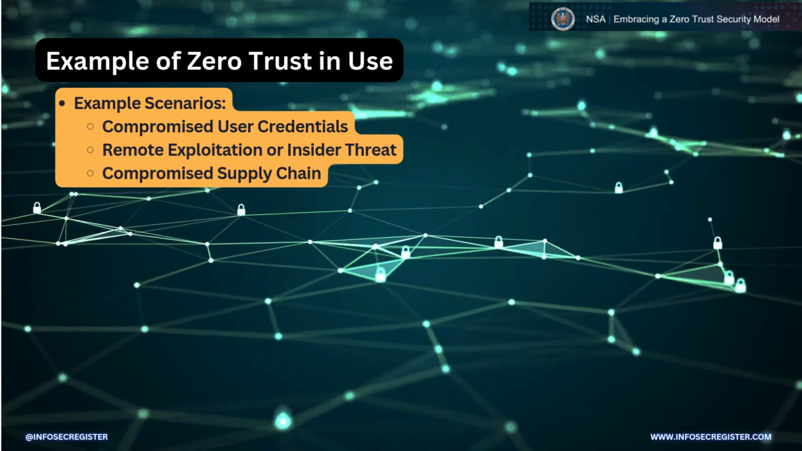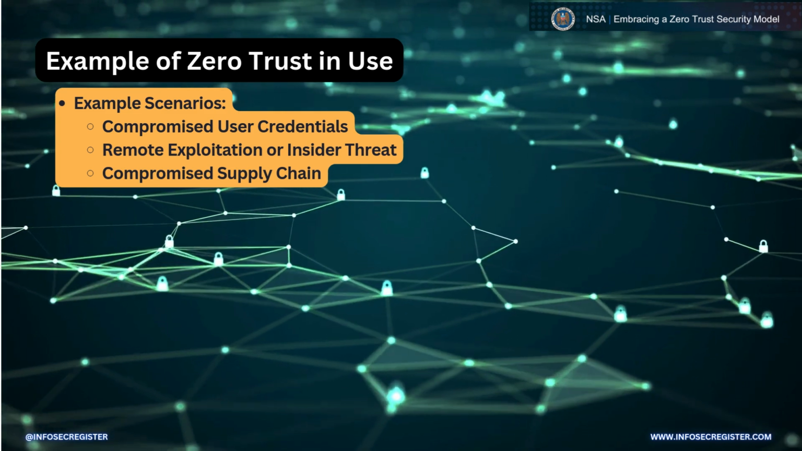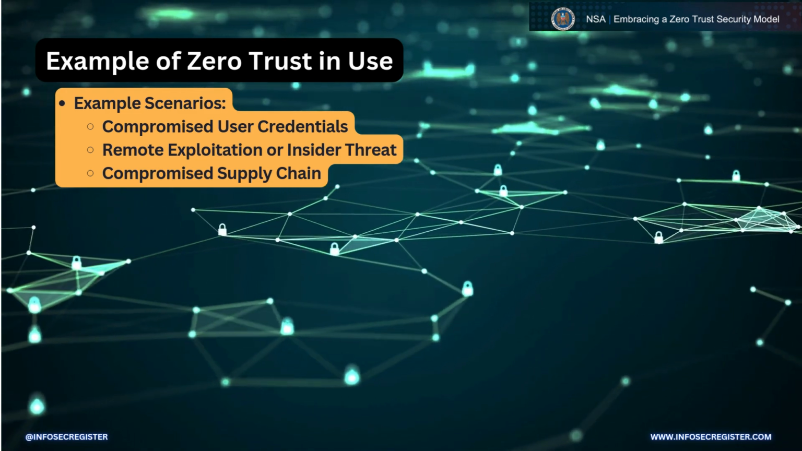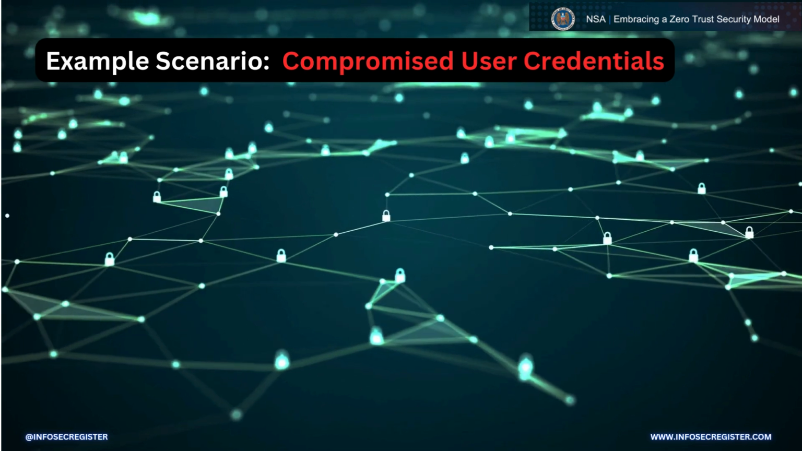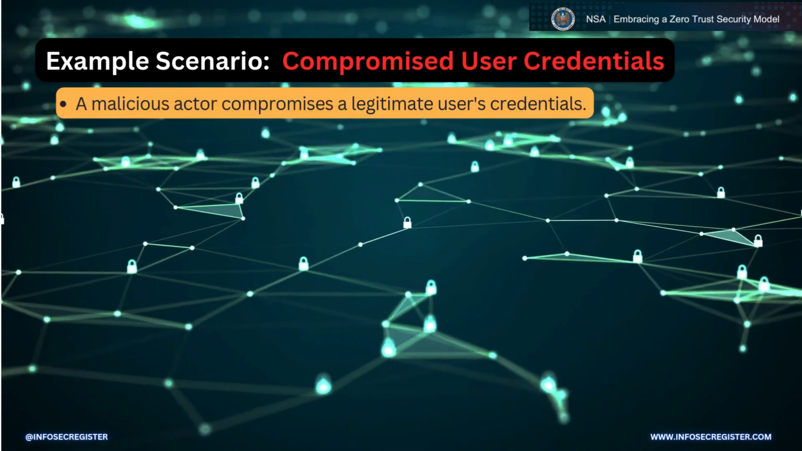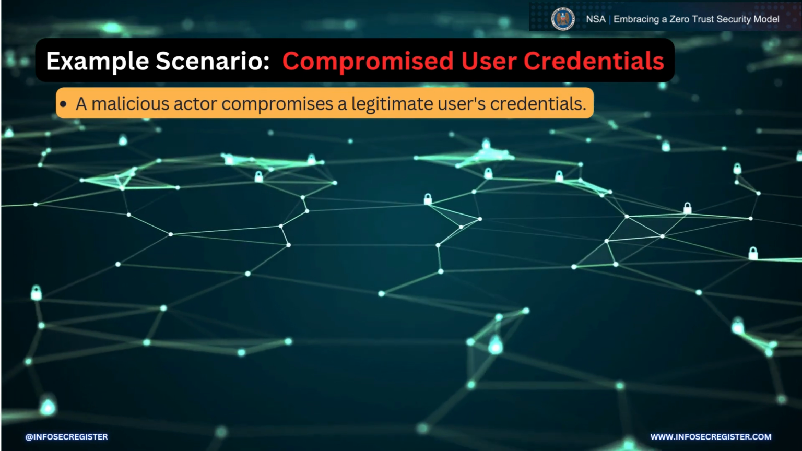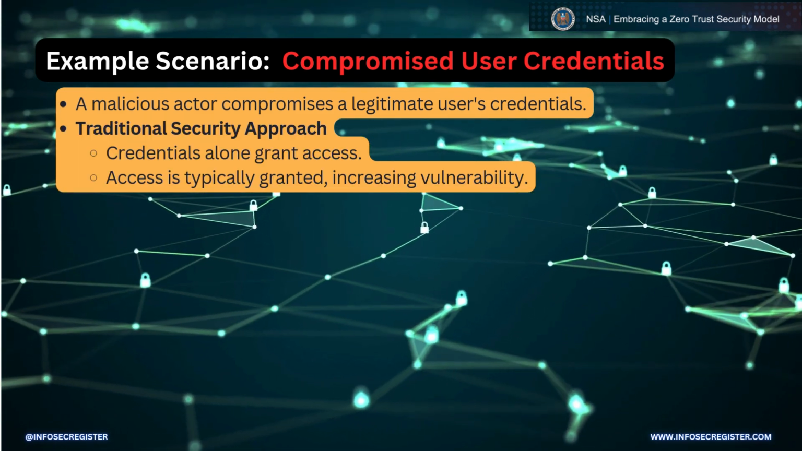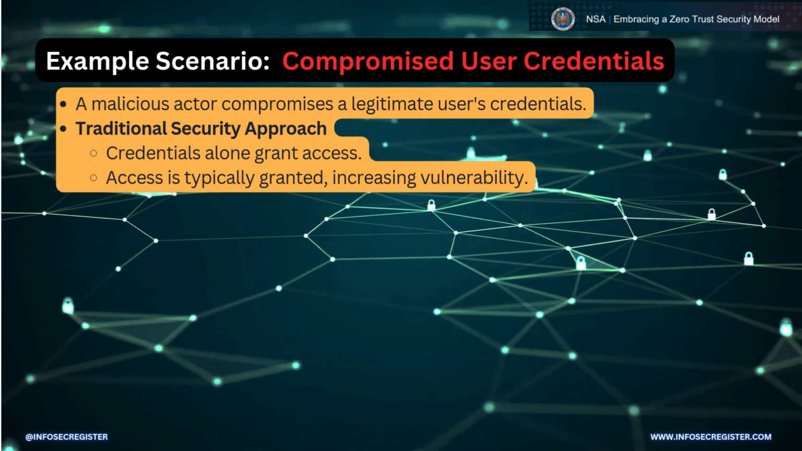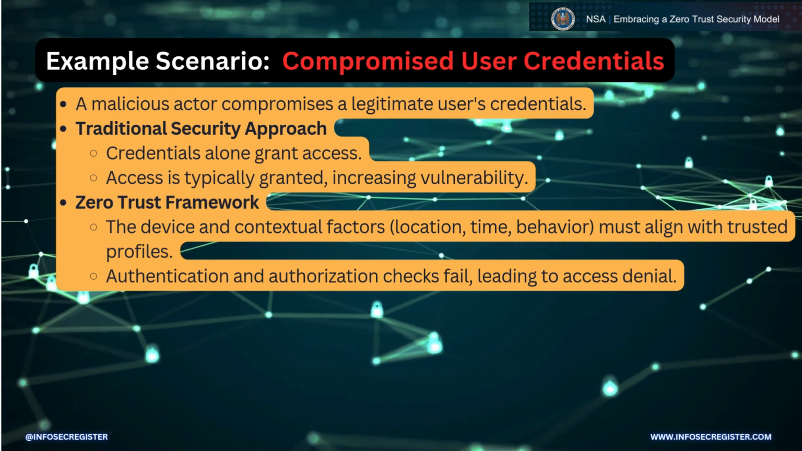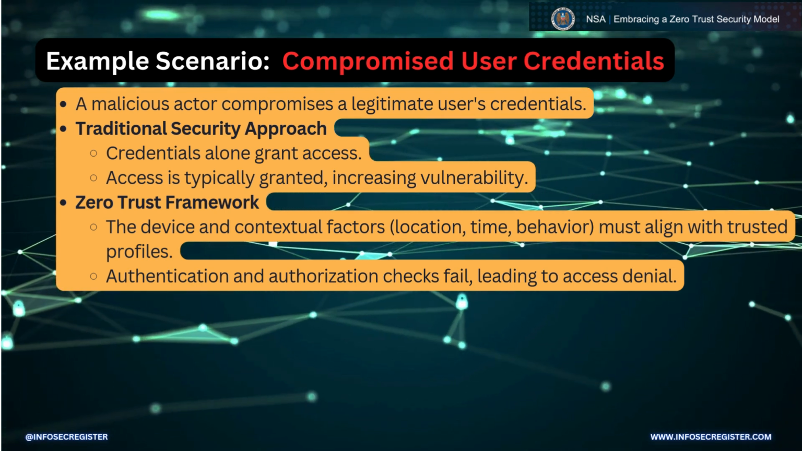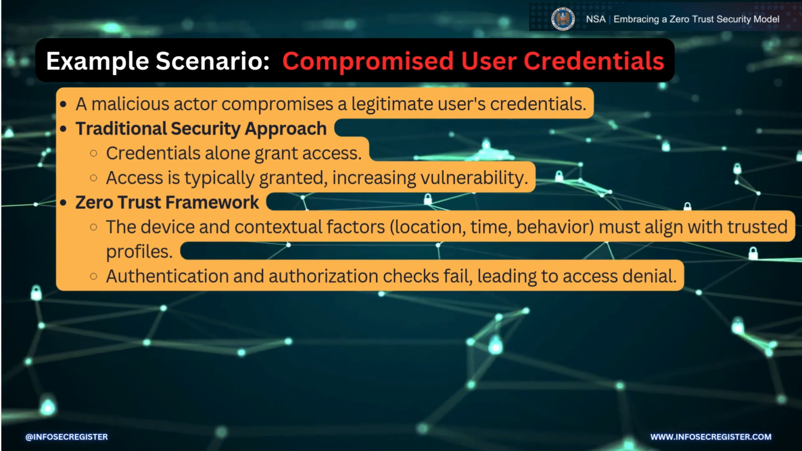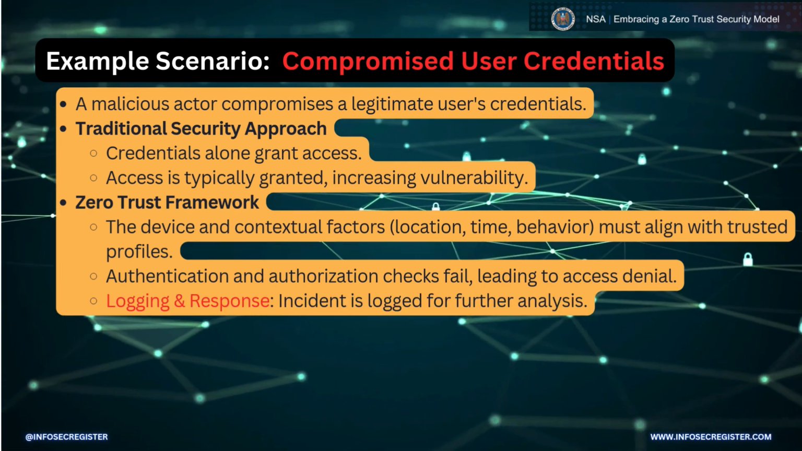Now, let's delve into specific example scenarios where mature zero-trust implementation excels at detecting malicious activities compared to traditional security architectures. First, compromised user credentials. Imagine a situation where a malicious actor compromises a legitimate user's credentials to access organizational resources. In a traditional network environment, simply having the user's credentials might be enough to gain access. However, in a zero-trust framework, the device attempting the access is not recognized as legitimate. Thus, the authentication and authorization checks fail, leading to access denial. This incident is logged for future reference.